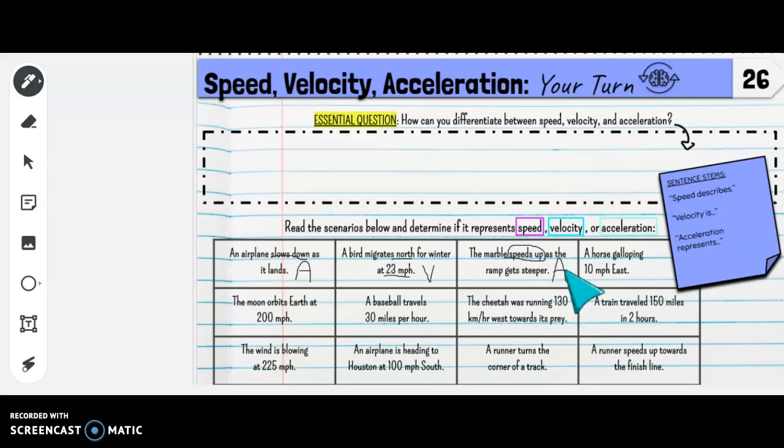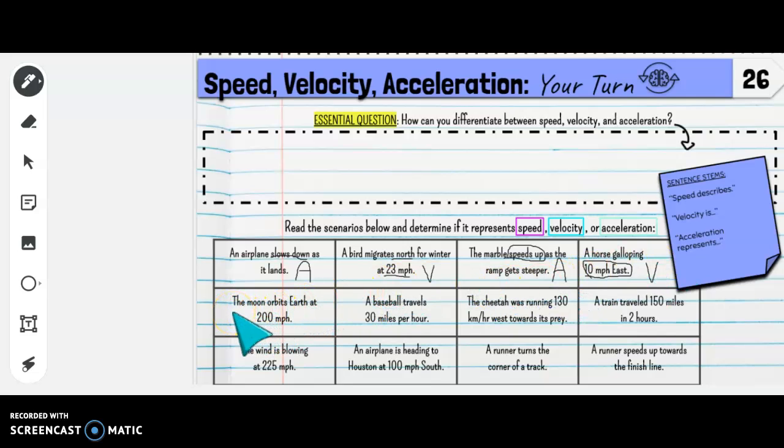The next one, a horse galloping 10 miles per hour east. So they give us the speed, 10 miles per hour, with direction. Speed and direction is velocity. Let's go down to the second row here.